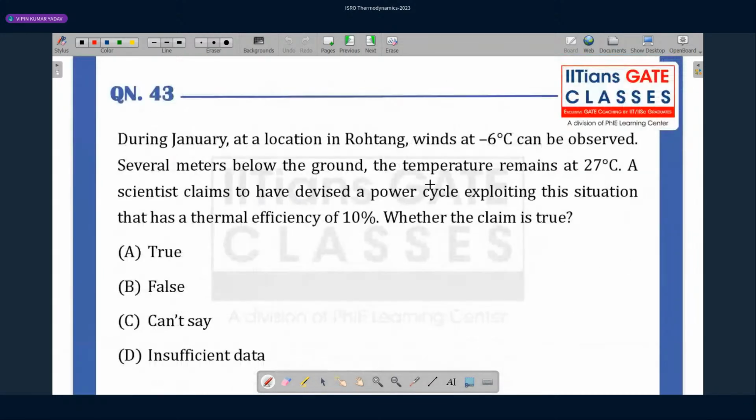Now, next question. During January, at a location in Rohtang, winds at -6 degrees Celsius can be observed. Several meters below the ground, the temperature remains at 27 degrees Celsius. A scientist claimed to have devised a power cycle exploiting this situation that has a thermal efficiency of 10%.